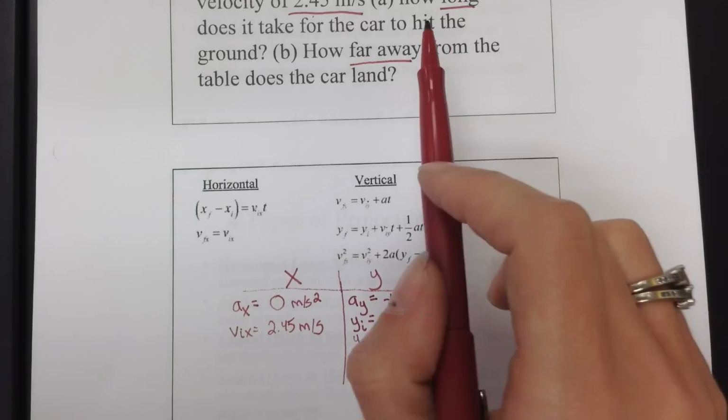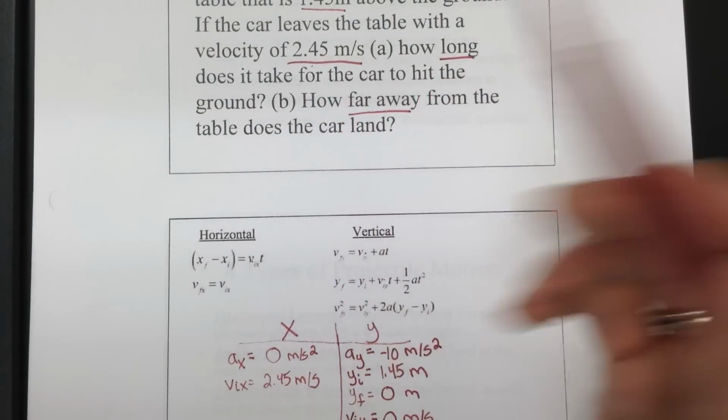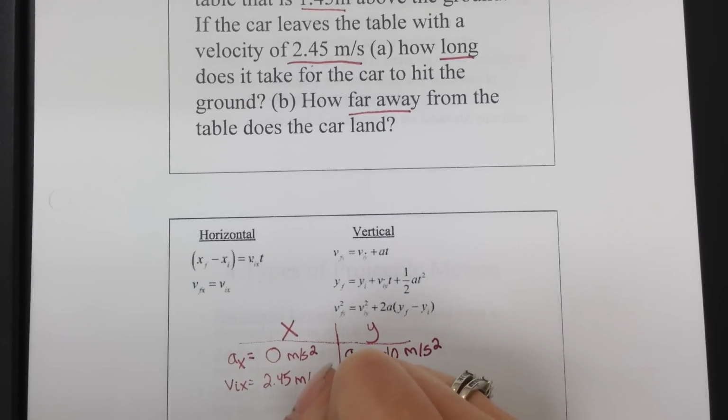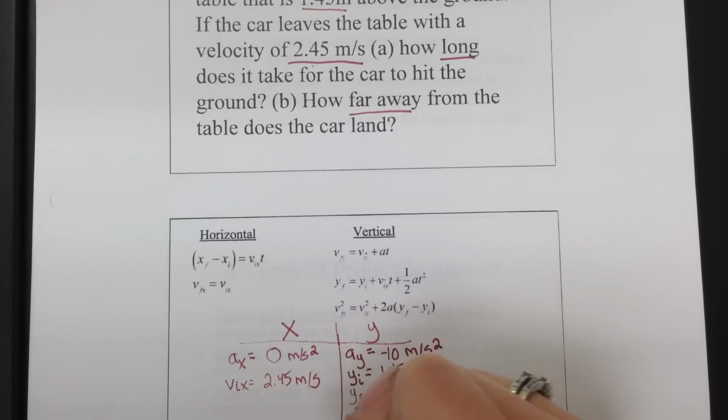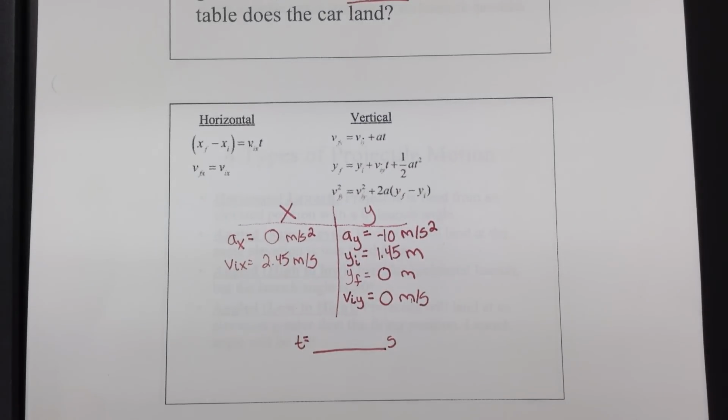Okay, let's see. We are asked for how long does it take for the car to hit the ground. That's the time of flight. How long does it take for it to fly through air and hit the ground? I always write T right on the middle of my T chart, because remember, time can flow freely back and forth from one side to the other. Time does not have a subscript to it.